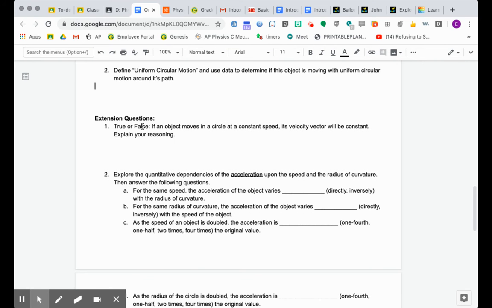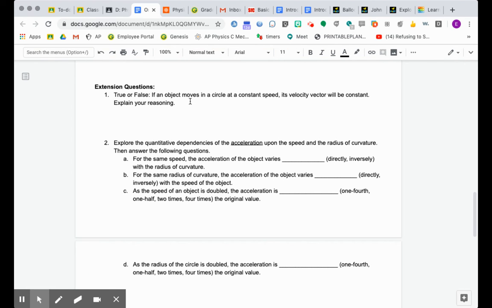Okay, the extension questions. These are going to take a little bit of critical thinking on your end. You can use a simulation to help you answer these. If an object moves in a circle at a constant speed, its velocity vector will be constant. True or false? Explain your reasoning.